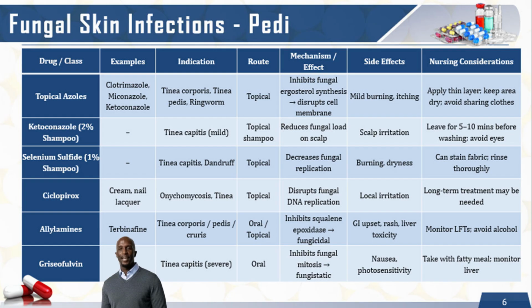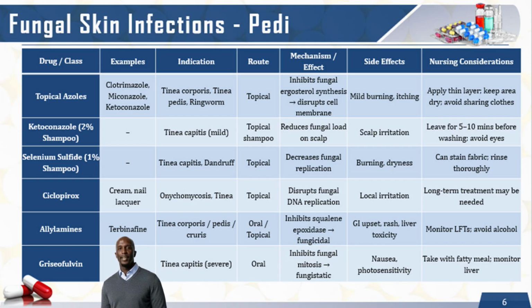Ciclopirox comes in cream and nail lacquer forms and is used for onychomycosis. It works by disrupting fungal DNA replication. Treatment can be long term. Lastly, allylamines like terbinafine can be given orally or topically for fungal infections, including tinea corporis or pedis. Because it may cause liver toxicity, liver function monitoring is important, and alcohol should be avoided.